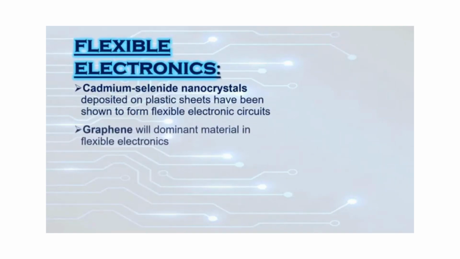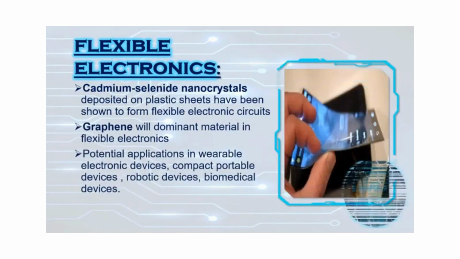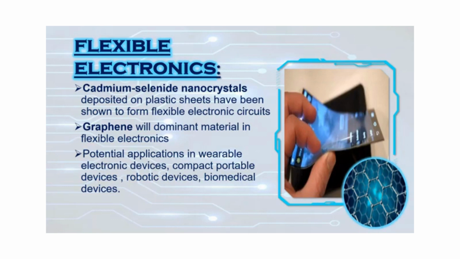Flexible electronics. Cadmium selenide nanocrystals, when deposited on plastic sheets, have been shown to form flexible electronic circuits. It is believed that graphene will be the dominant material in flexible electronics. Potential applications of these flexible electronics will be in wearable electronic devices, compact portable devices, robotic devices, and biomedical devices.